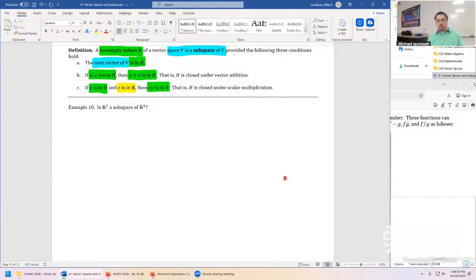Okay, well, how do folks feel about this one? What would you all say to this question? Do you feel like R2 is or is not a subspace of R3? It is. Looks like some for it in class and over Zoom. Anyone with a contrary point of view?